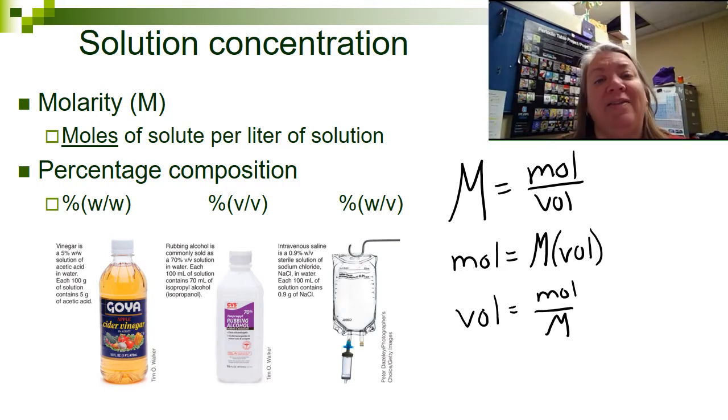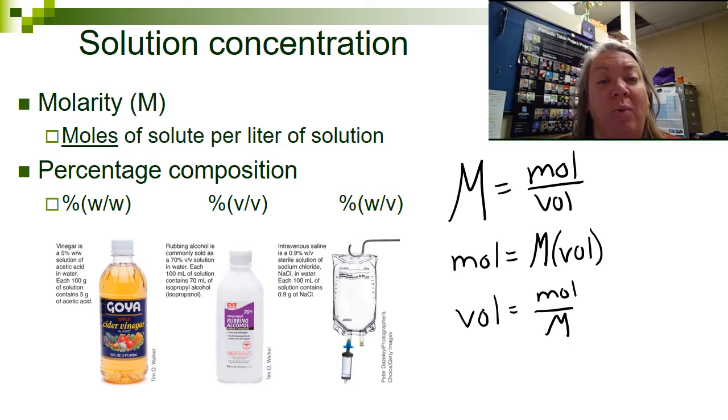So that's one way, and that, like I said, is an extremely common way that we're going to look at concentration in chemistry. But it's not the only way. Now, percent composition is another way, and you'll see this more in everyday life. This talks about the amount of the solute over the amount of solution. But there are different ways that we can measure the solute and the solution. We can base it on weight, on grams, or on volume, on milliliters or liters. So I have on here some common examples.